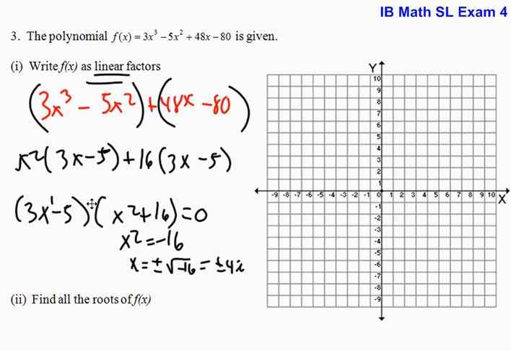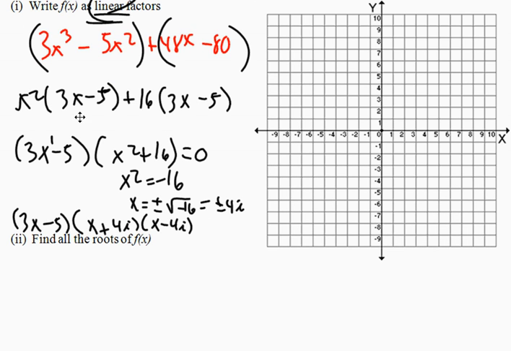So that means this factor stays right there, 3x minus 5, but then we have our other 2 linear factors, x plus 4i and x minus 4i. As you can see here, every factor is linear. And that's what you needed to do to get that full credit right there. And now for the next step, and that's pending that you got all this. If you got all this, then your roots are just basically set each factor equal to 0.